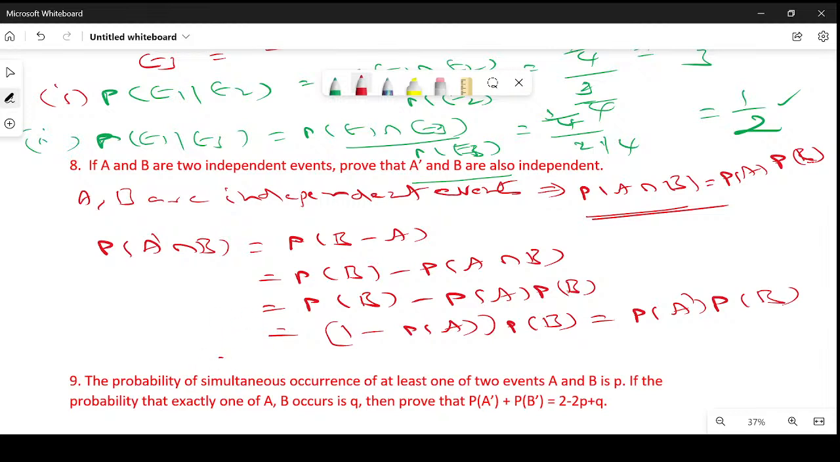Therefore I can write A dash and B are independent events, and A and B are independent as given. A dash, B are independent events. These are all independent events. That's all. Important one. The last problem now.